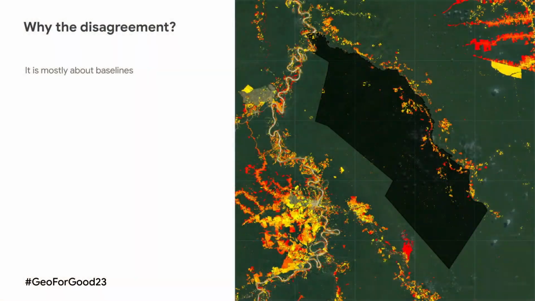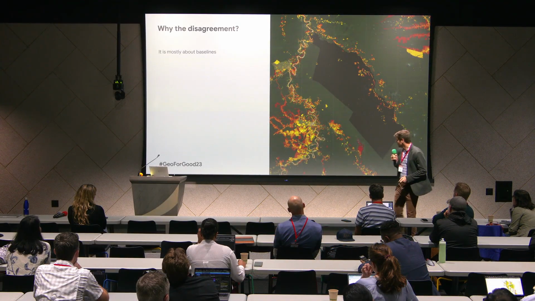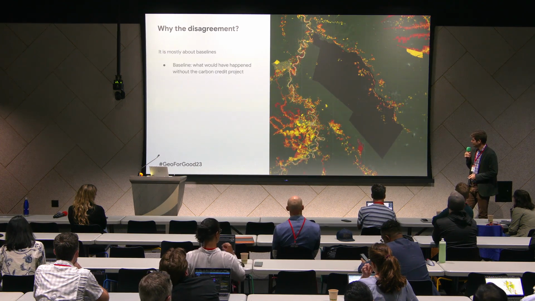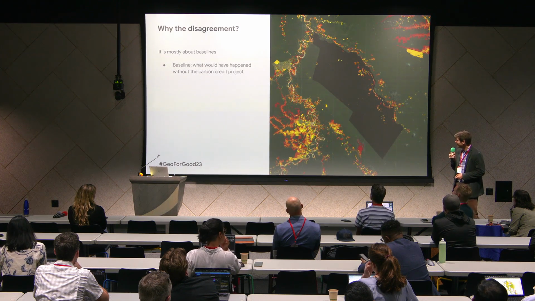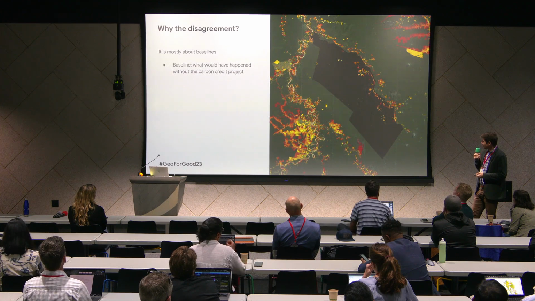baselines. I have a carbon project over here, and I've color-coded deforestation from the Hansen data set, where red is most recent deforestation and yellow is least recent, starting in 2000. And the baseline is what would have happened without the carbon project.